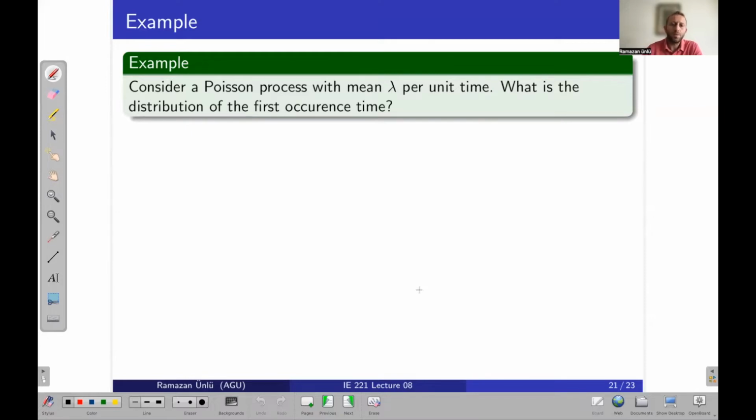In this lecture, we will see some beautiful intuition, or in other words, some useful relationship between the distributions. But before going into the details of that relationship, let's start with an example. Consider a Poisson process with mean lambda per unit time, and what is the distribution of the first occurrence time? Let's start.